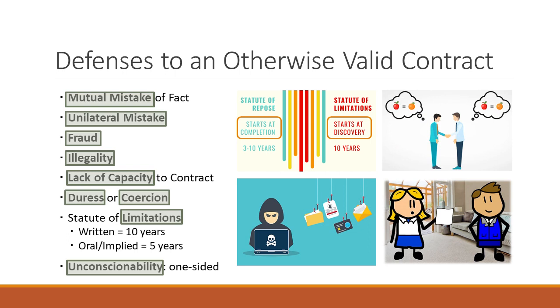Okay. And then the last one is unconscionability. That's kind of like duress or coercion, but when one party has so much bargaining power over the other that you kind of have to enter into it. It's so contrary to good conscience.